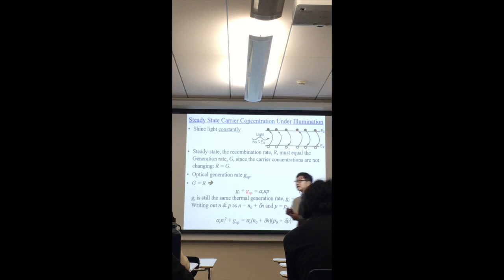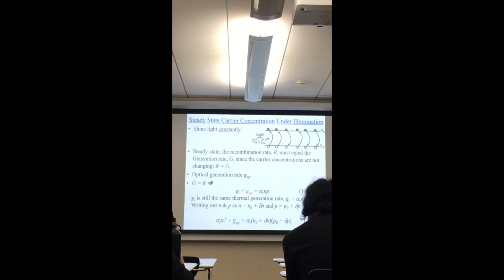Yes, exactly. Thermal generation. So this is what we have defined in the beginning, right? So this is the thermal generation rate, because we have this thermal energy, right? Thermal energy can create these electron-hole pairs with a thermally activated process, and because we also have illumination, right? So we have an additional term, G sub OP. So this G sub OP is the optical generation rate.